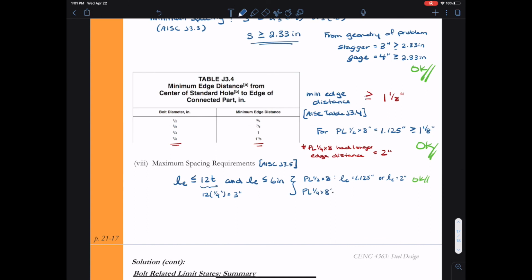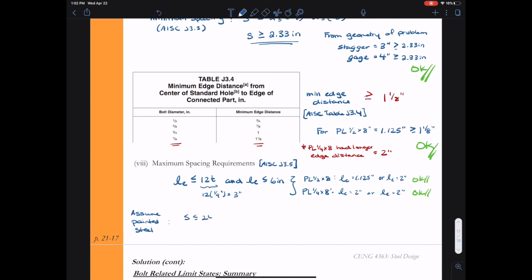We also have to look at the edge distance from the top and bottom of the plates. So from the top and bottom, that edge distance was 2 inches for both plate types. So I also meet the requirements in the transverse direction, or the gauge direction, of our connection spacing.